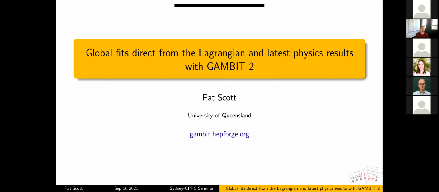So what I'm going to do is basically tell you a little bit about what's new in GAMBIT. We had a new version come out only a few months ago, version 2. And the big thing there is that you can now basically do global fits directly from a Lagrangian. So you can give GAMBIT a Lagrangian and it'll generate a whole bunch of code that will work out cross sections and things like that for you. And then you can run a global fit from there. So I'll tell you how that works. And I'll also talk a bit about some related tools that we've got coming out and some latest physics results on effective field theories for dark matter.